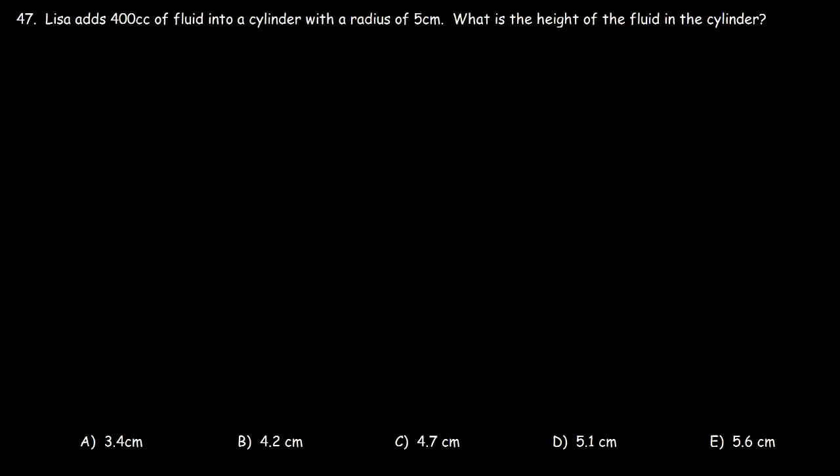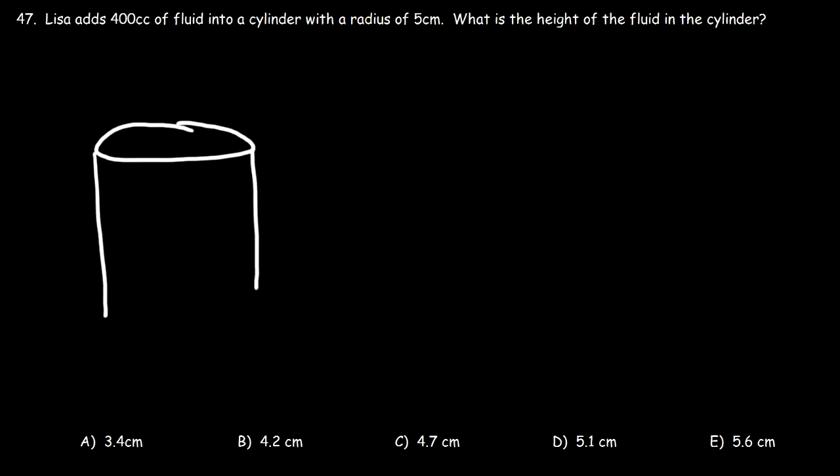47. Lisa adds 400 cc's of fluid into a cylinder with a radius of 5 centimeters. What is the height of the fluid in the cylinder? Well, let's draw a picture. So let's say this is the cylinder, and then she's going to pour liquid into the cylinder, and it's going to rise to some height.